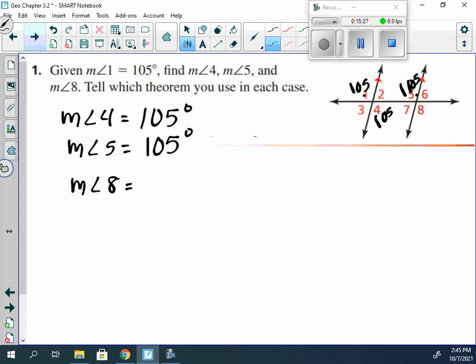How about angle 1 and angle 8? 105. They're alternate exterior angles, so it means the measure of angle 8 is 105. We could also say that 5 and 8 are vertical angles, or 4 and 8 are corresponding, but they're all going to give us the same measure. Questions on this here?